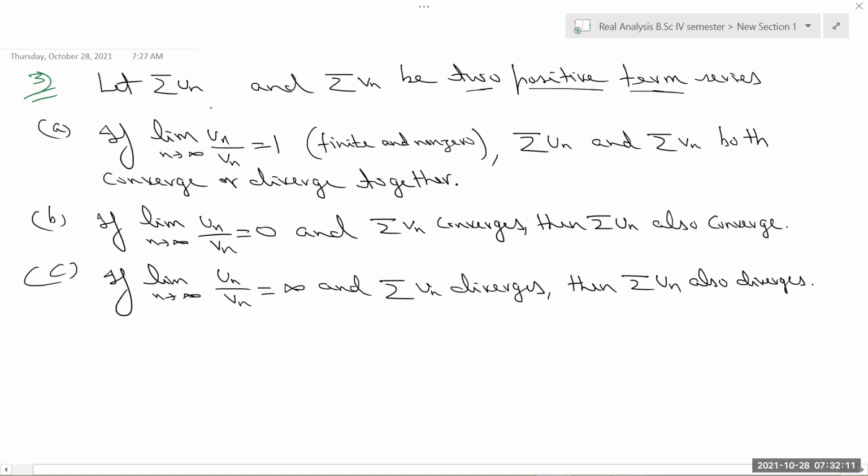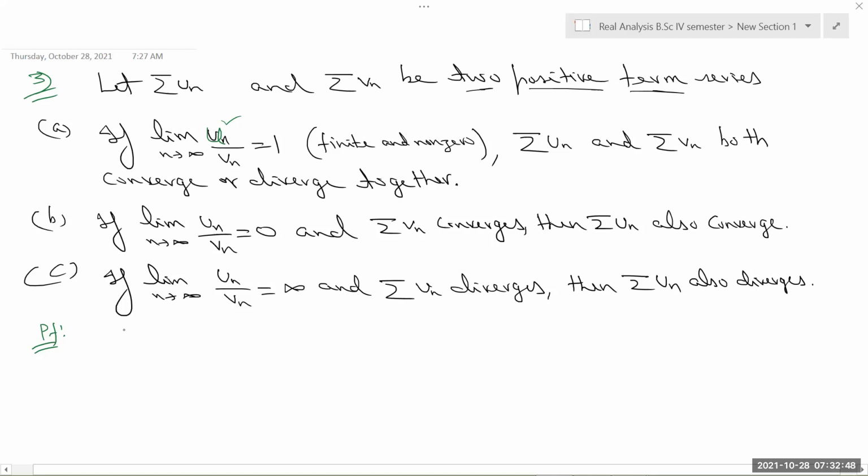So let us take the limit of their corresponding terms, Un by Vn. And if it is finite and non-zero, then both series will have the same nature. I will discuss questions based on this one, but before that, let us look at the proof first, and then we will see questions based on this result. This is an important part of the comparison test. So, proof of the first one.